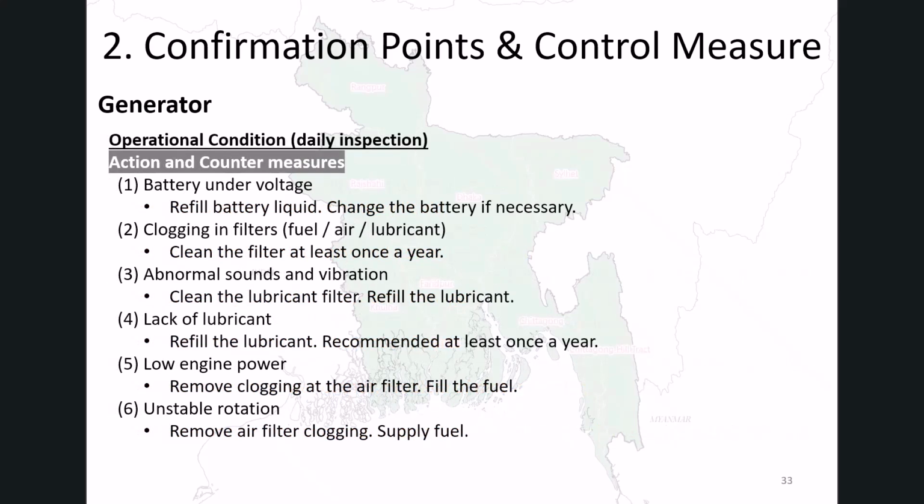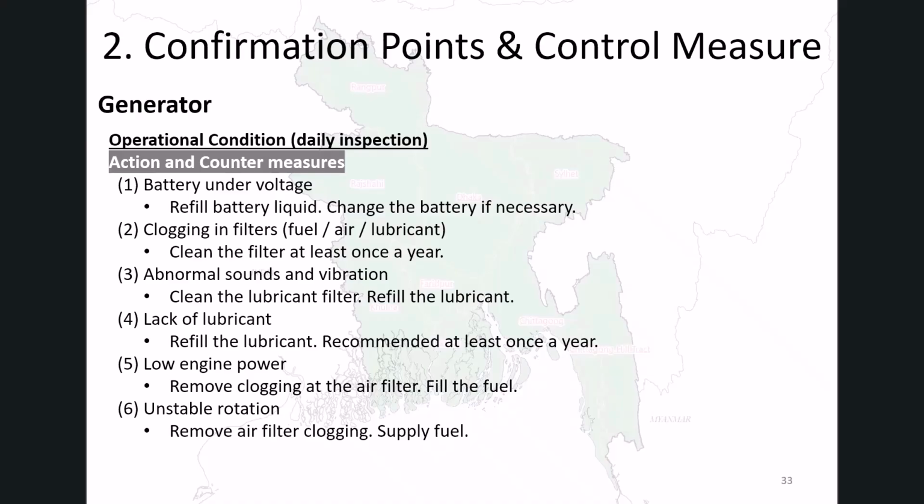Next, I will explain the action and countermeasures corresponding to the confirmation points introduced in the previous slide. This slide focuses on how operators should respond when abnormalities are found during daily inspection. First, battery under voltage. If the battery voltage is lower than the rated value, the battery liquid should be refilled or the battery should be replaced if necessary. Low battery voltage may cause starting failure or unstable generator operation. Therefore, regular inspection and maintenance are essential.